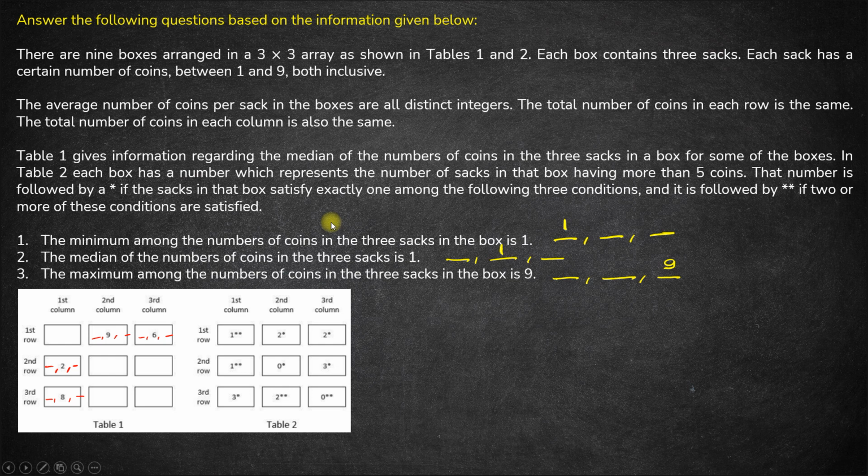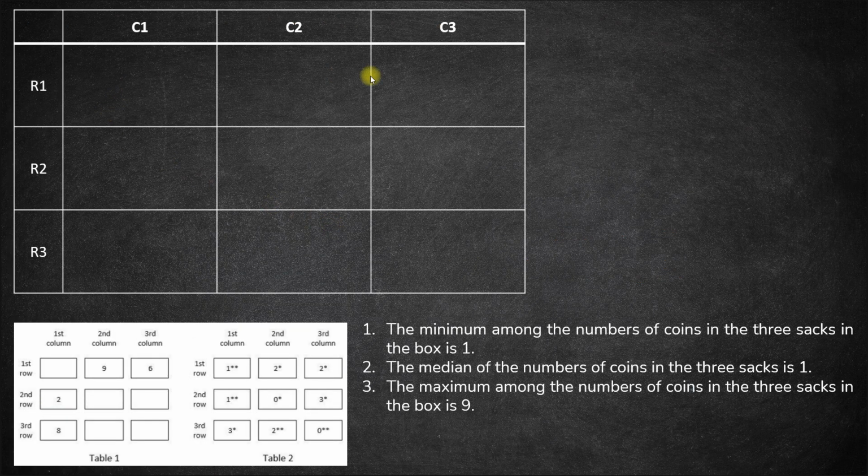Now let's get solving this set. This set was the toughest set in CAT 23 slot 2. Okay. So these are the 9 boxes: 1, 2, 3, 4, 5, 6, 7, 8, 9. Row 1, 2, 3, column 1, 2, 3.